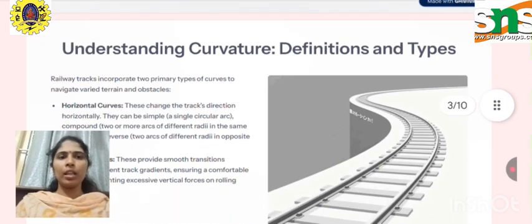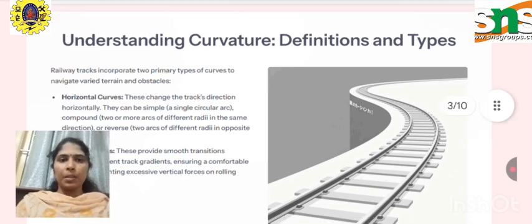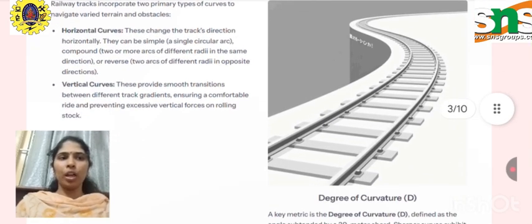Next is understanding curvature and types. Here railway tracks incorporate two primary types of curves to navigate varied terrain and obstacles. First one is horizontal curves and second is vertical curves. Horizontal curves change the track direction horizontally. They can be simple, compound or reverse. So next is vertical curves. These provide smooth transition between different track gradients, ensuring a comfortable ride, preventing excessive vertical forces on rolling stock.